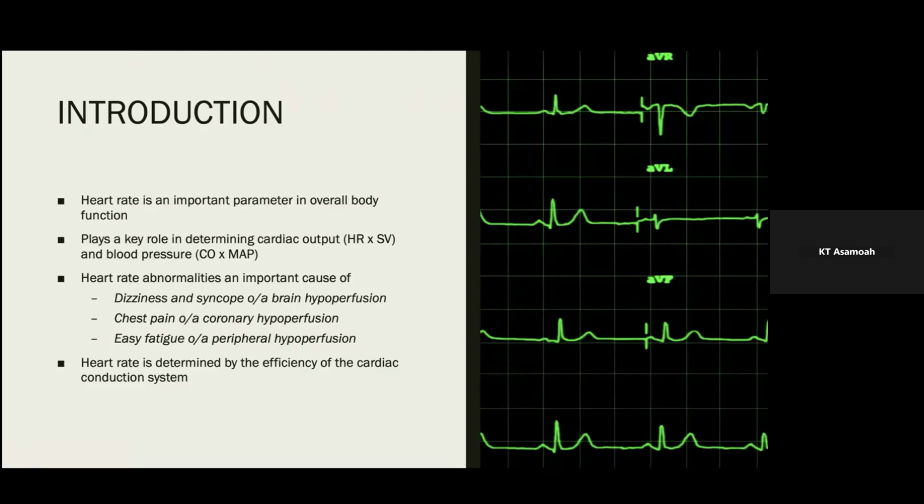And heart rate abnormalities are an important cause of various symptoms. When you have brain hypoperfusion, there's dizziness and syncope. With coronary hypoperfusion, you can have ischemic chest pain. With peripheral muscular hypoperfusion, you can have easy fatigue. And the cardiac conduction system invariably determines the heart rate. So if it's not too efficient, then your heart rate is lower than it should be.